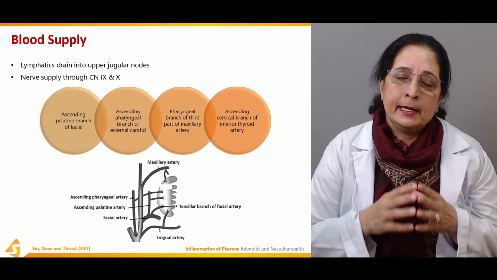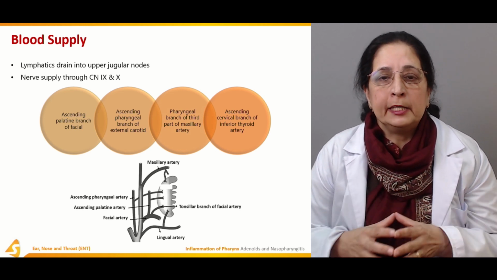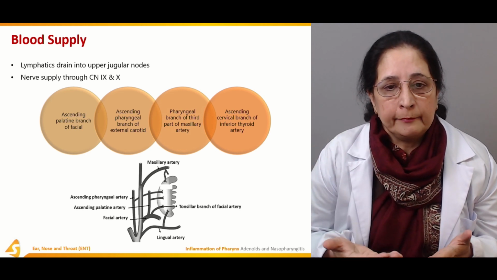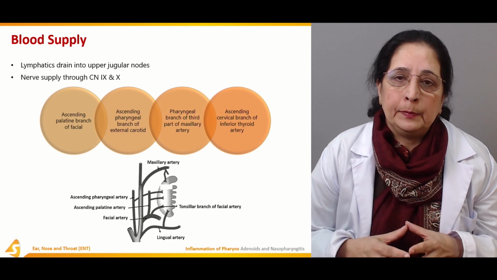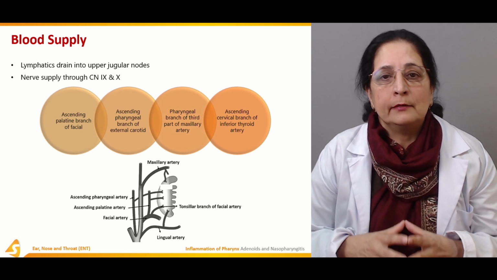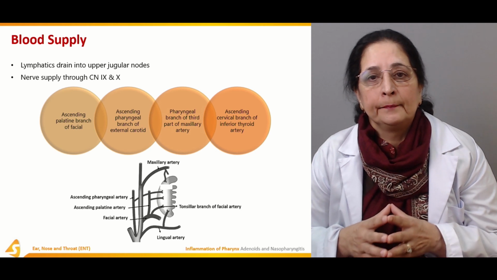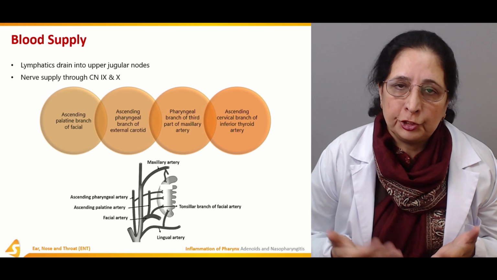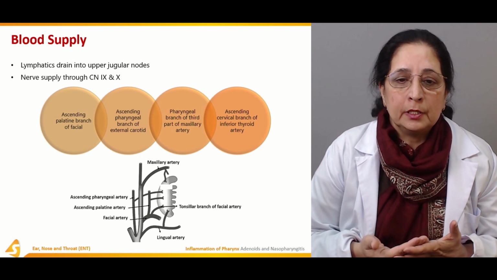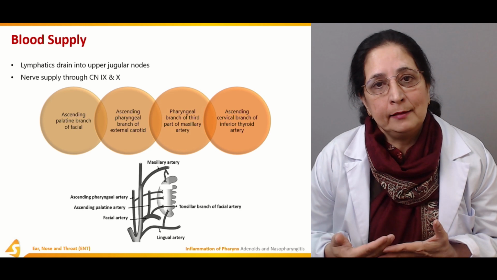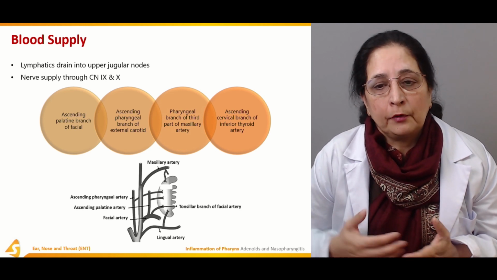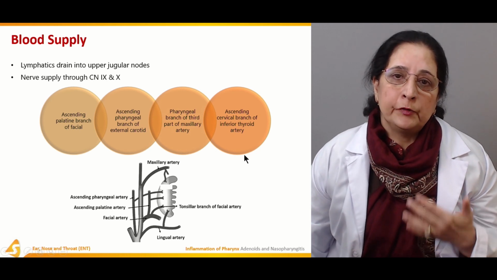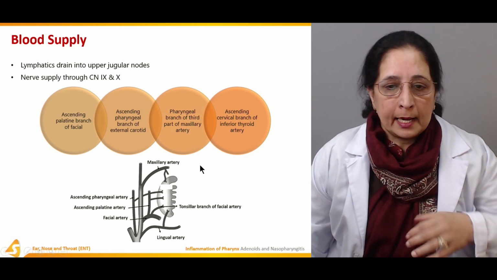So lymphatic drainage of the adenoid goes to the jugular lymph nodes. The nerve supply is through cranial nerves 9 and 10. And the blood supply is mainly from the branches of the facial artery. Then we have the external carotid artery, the maxillary artery, and the branch from the inferior thyroid artery. All these arteries supply blood to the adenoid.